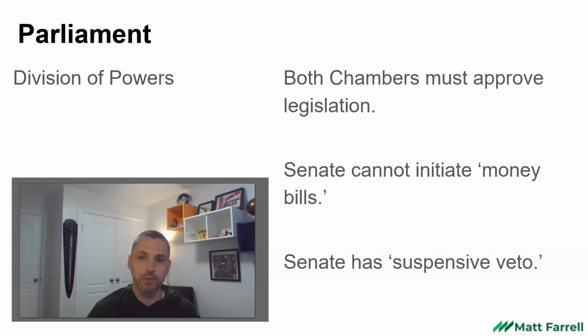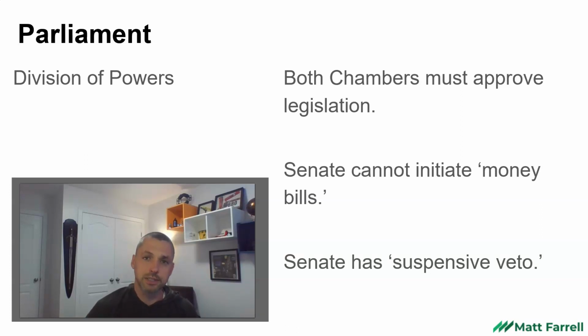How do they divide powers? Well, ultimately, both chambers have to approve legislation. So for a law to be passed, it has to go through the House and it has to go through the Senate. Both chambers need to put their stamp on it. However, the Senate does not have equal power in that it can't initiate what are called money bills. It can't initiate a federal budget or spending bills. Those would have to start in the House.